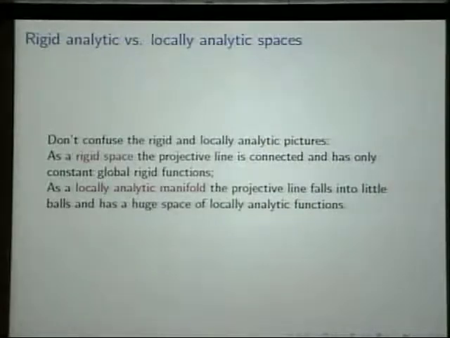So I just emphasize here, you have to keep these two pictures straight, right? If you look, for example, I'm going to be looking at P1 a lot. That seems to be a theme here. If you look at P1 as a locally analytic manifold, then it's just a big collection of balls with some relation that says which balls are contained in which other ones. And the locally analytic functions are just, you specify power series that converge on some collection of balls.